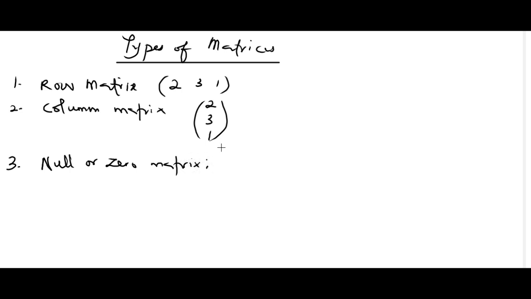Now, if all the members or all the elements of a particular matrix are 0, like 0, 0, 0, 0, this is called a null matrix. Then number 4, we have a square matrix. Square matrix simply means a matrix containing the same number of rows and columns.